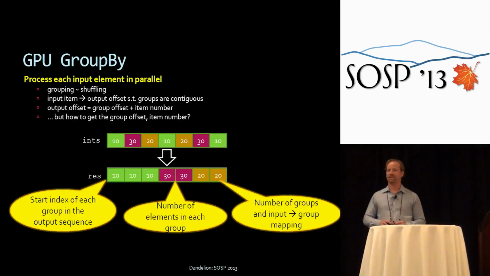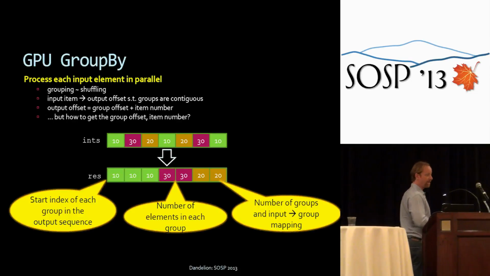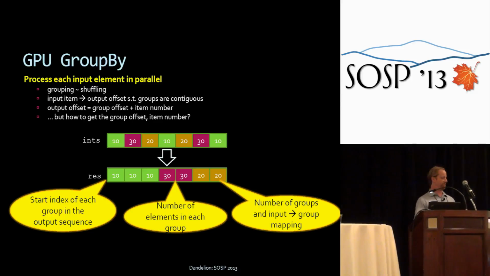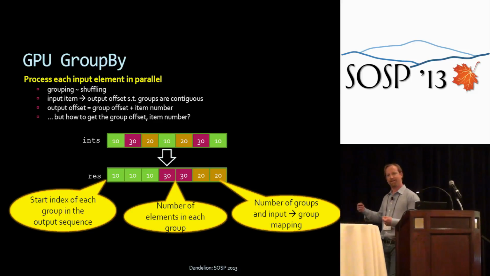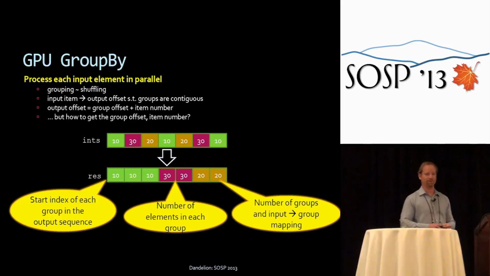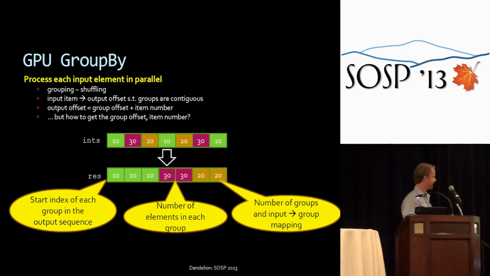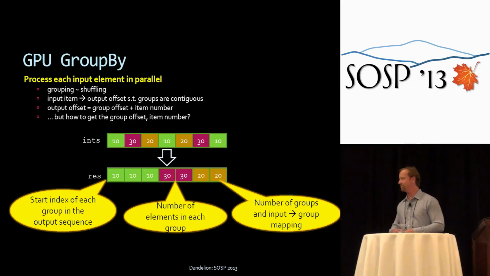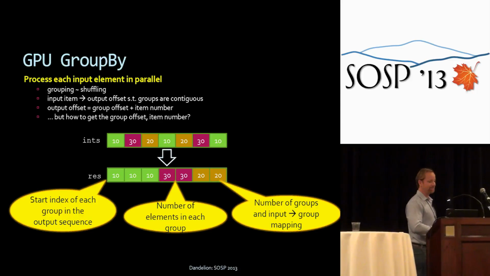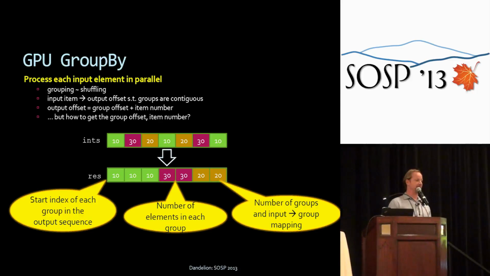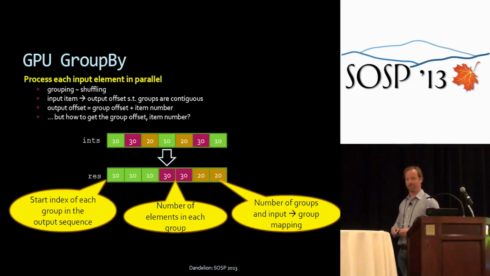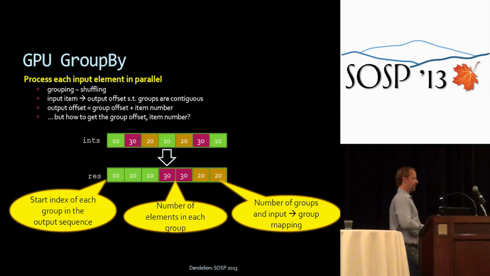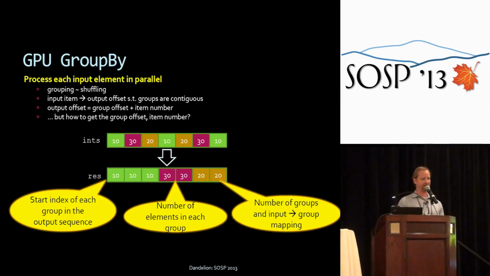Our approach is to process each element of the input in parallel. And we take advantage of the fact that grouping is fundamentally very similar to shuffling. So if there's a thread looking at an input, its job is to write that input at an output that corresponds to a contiguous layout of all the groups. But to do this, the thread needs to know the start index of its group, which requires knowing the start index of each group, which in turn requires knowing the number of elements in each group, which further in turn requires knowing the number of groups and the input to group mapping. So there's a very, very real chicken and egg problem associated with taking this approach.